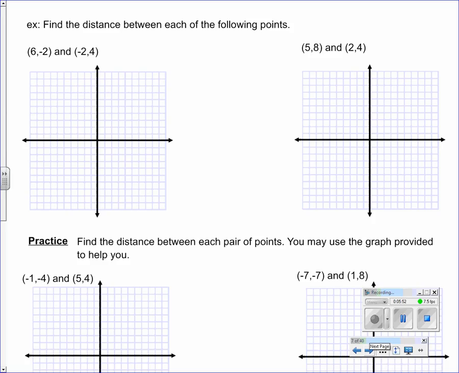So we'll do two examples real quick. First one we'll use the formula and the graph. The second one we'll just use the graph. So it says find the distance between these points. So we have 6, 2, 6, negative 2, and negative 2, 4. So to find distance, first thing we're going to do is graph them. So first we'll graph 6, 2, means right 6, down 2. Then we'll graph negative 2, 4, means left 2 and up 4.